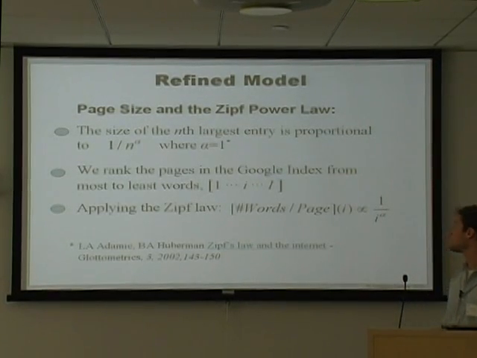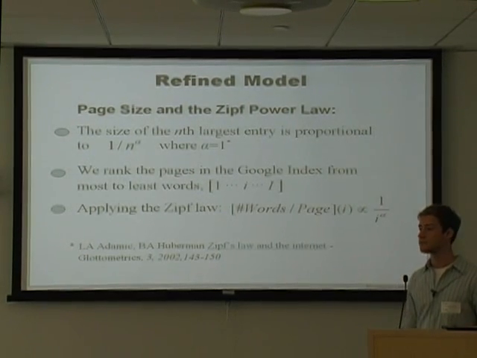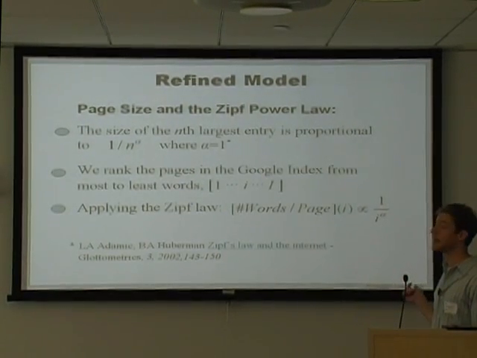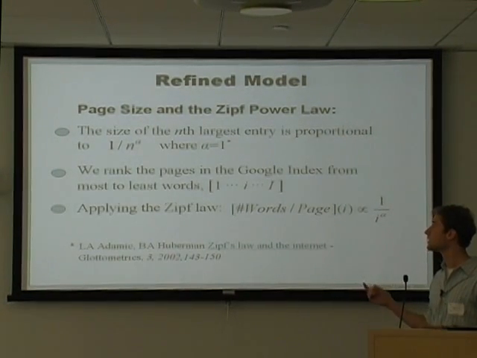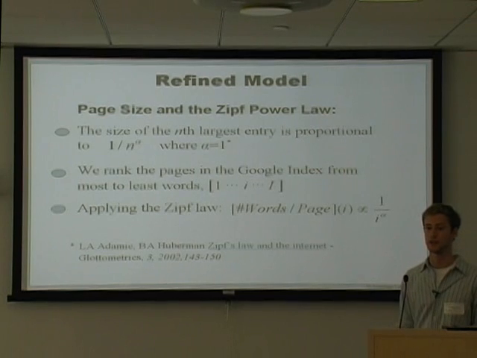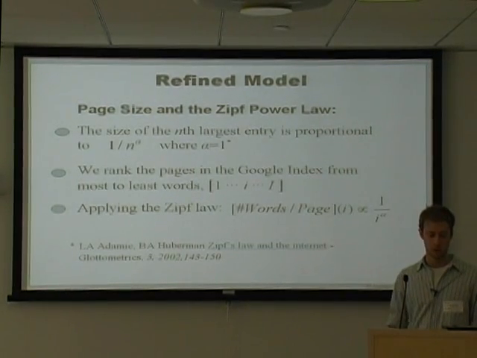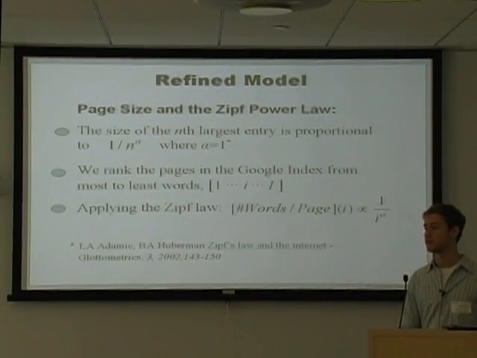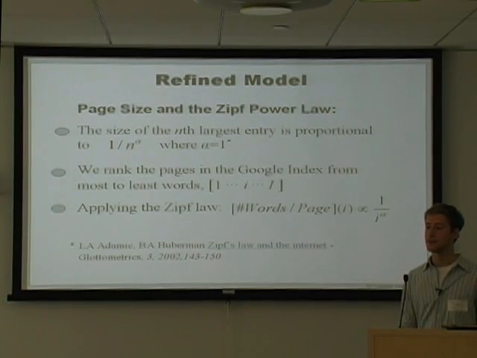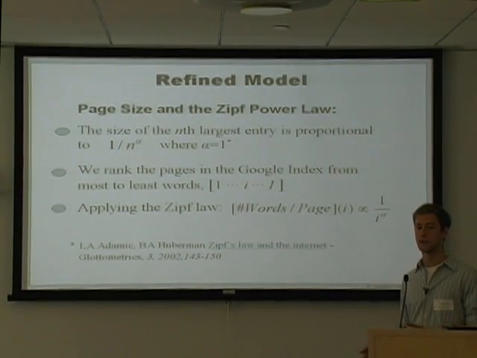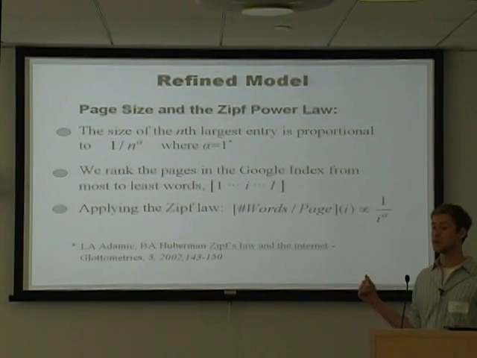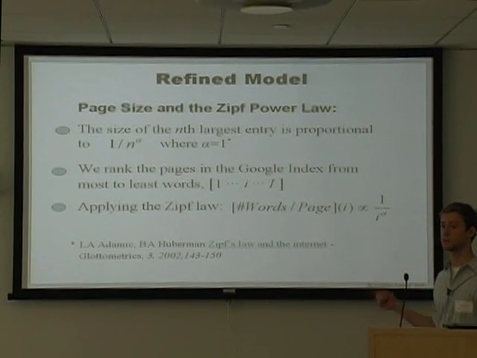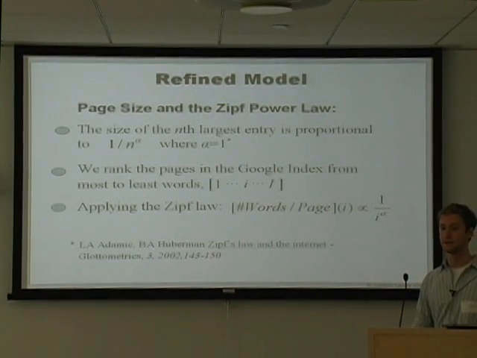Now, lucky for us, Adamic and Huberman have studied this, and they've shown through a number of studies that the size of the pages follows a Zipf law, where the nth largest page will be proportional to 1 over n to the alpha, where alpha for the internet is equal to 1. So if we rank the pages on Google from 1 all the way to capital I, and apply the Zipf law, we see that the number of words per page on the ith page will be proportional to 1 over I to the alpha.